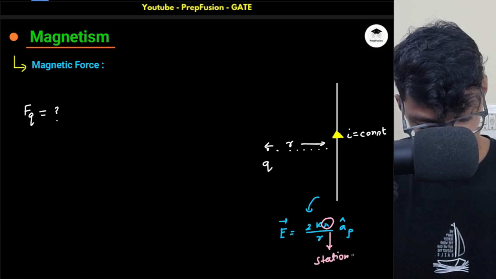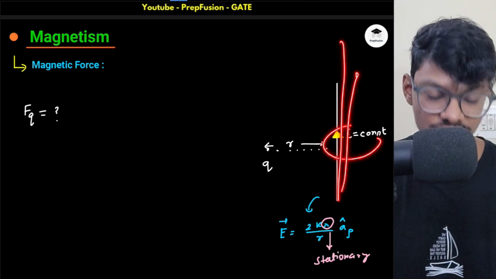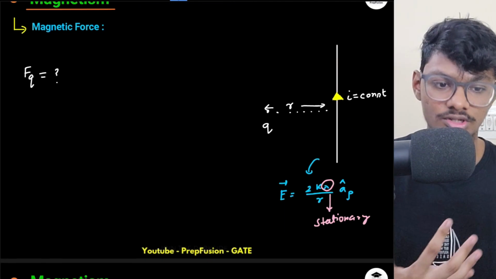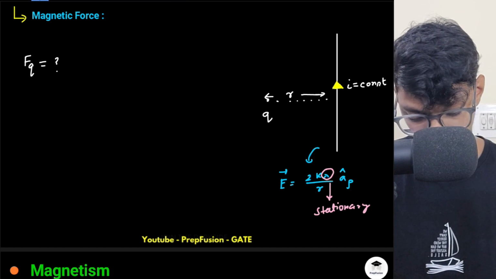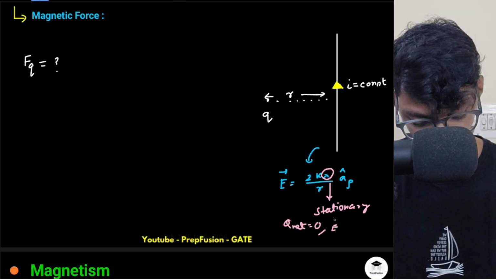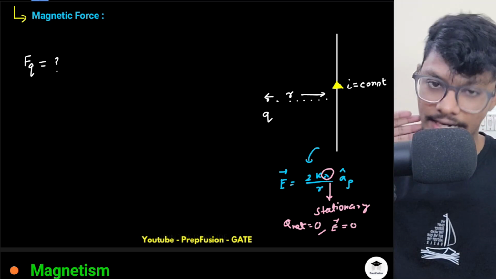But now what is happening? This is not a static charge, right? Current is flowing, so charge is always moving. So the net charge is 0. That's why Q net will be simply 0, and hence the electric field is 0. I'm just reiterating it again so that you will be able to understand it. So that thing is established.